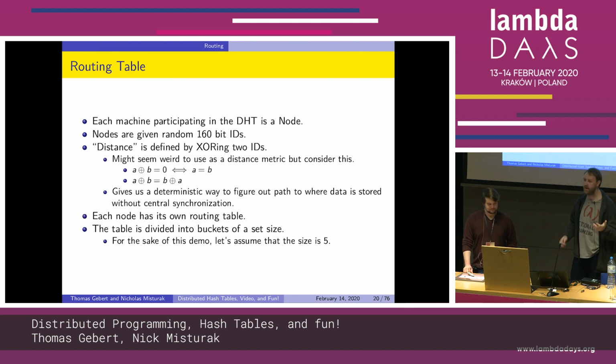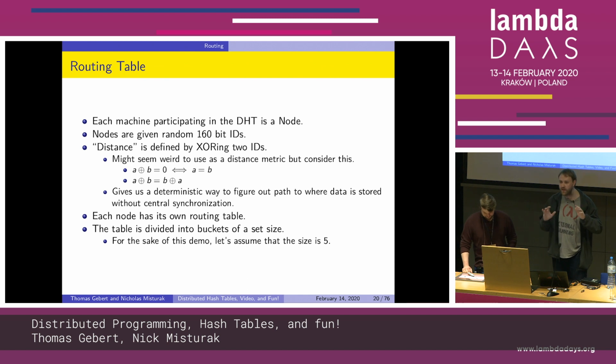Every machine participating in the DHT is called a node, and nodes are given random 160-bit IDs. Actually, in the Kademlia paper, they say ensuring random IDs is an exercise left to the reader. So I'm just using /dev/random, so I'm sure some security expert could explain why I'm horrible on that. But they have something called distance.